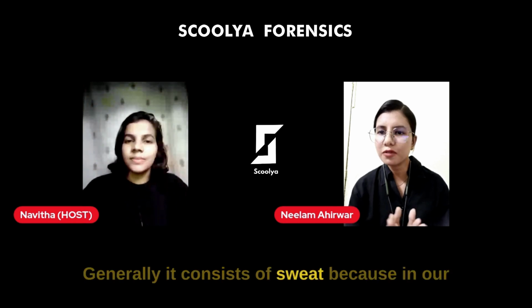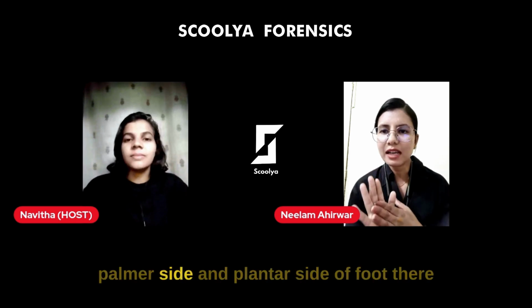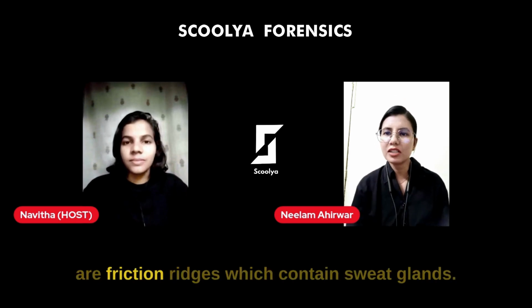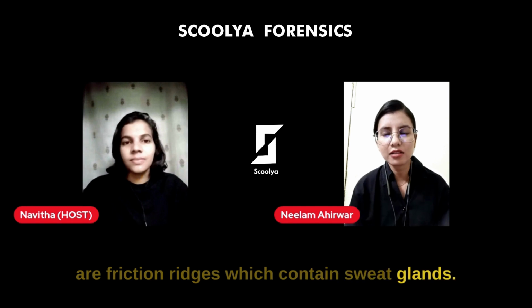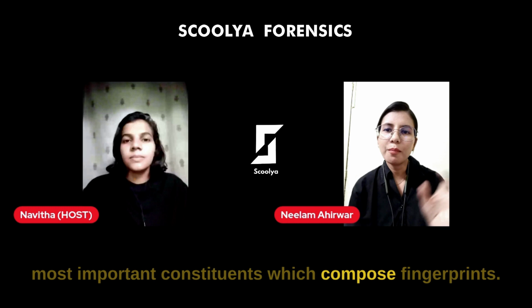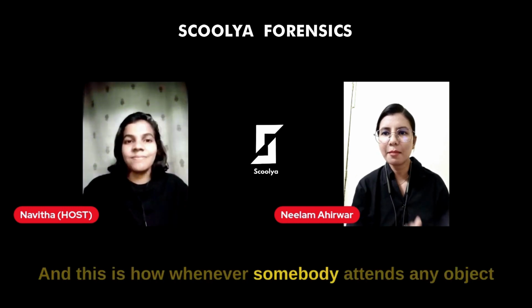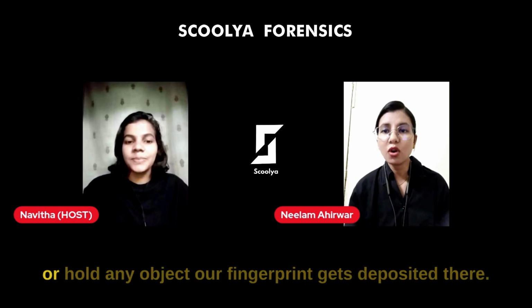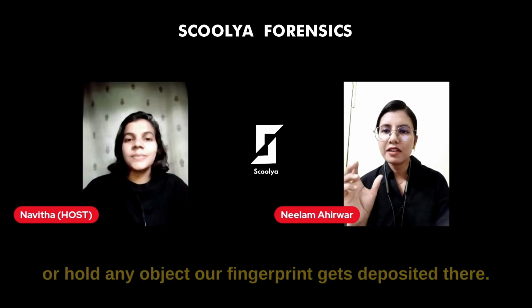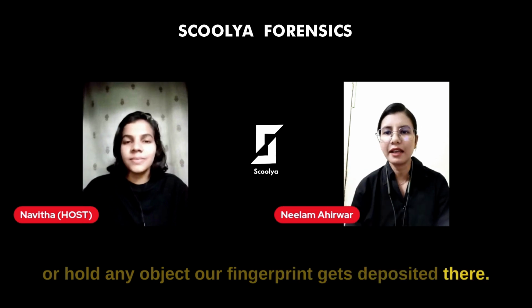And this coating can be of anything. Generally, it consists of sweat, because on the palmar sides and plantar side of the foot, there are friction ridges which contain sweat glands. So, sweat is one of the most important constituents which compose fingerprints. And this is how, whenever somebody touches or holds any object, our fingerprint gets deposited there.